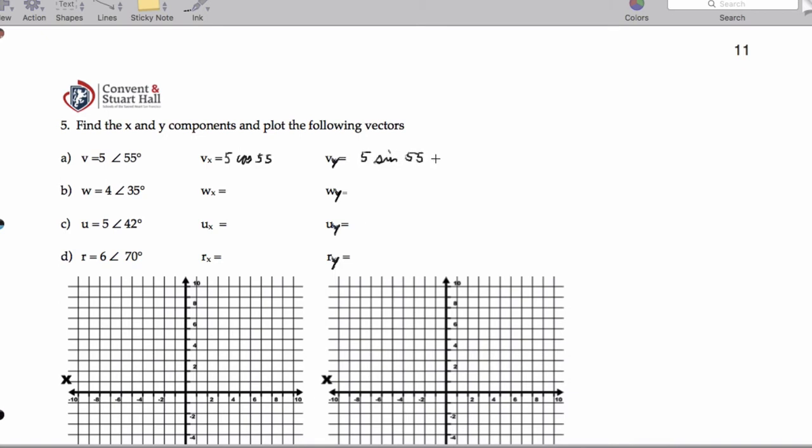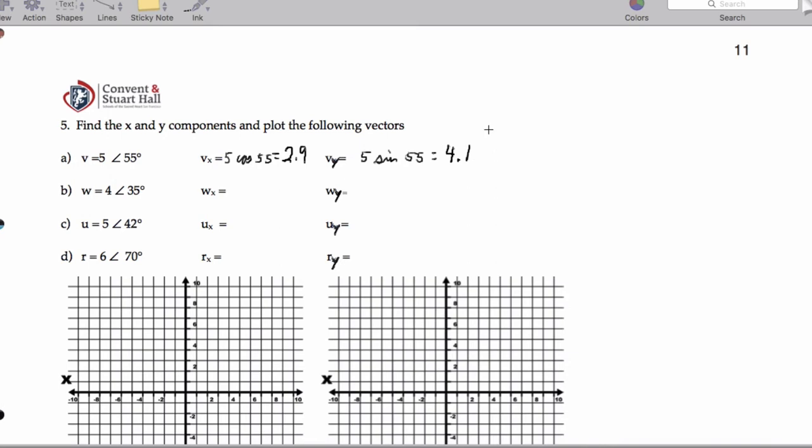Let's go ahead and plug that into our calculator. Okay, so when we actually do that, let me get my calculator ready. Sorry about that. So we're going to have 5 times the cosine of 55. And that's going to give us 2.9. I go out to one decimal place. I suggest you do that too, just for the sake of your own peace of mind. And then we'll take the sine of 55 and times it by 5 to get Vy. And that gives us 4.1.